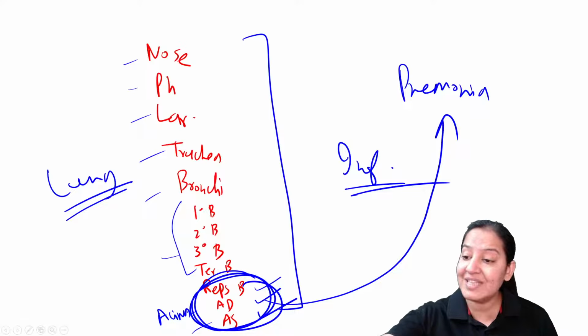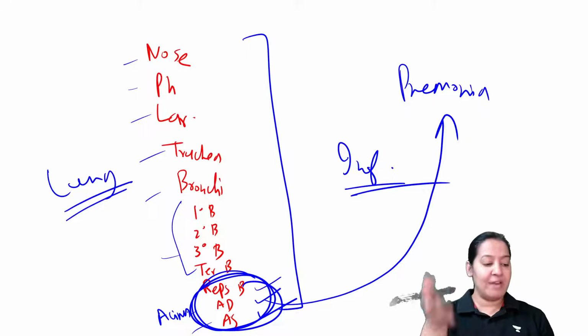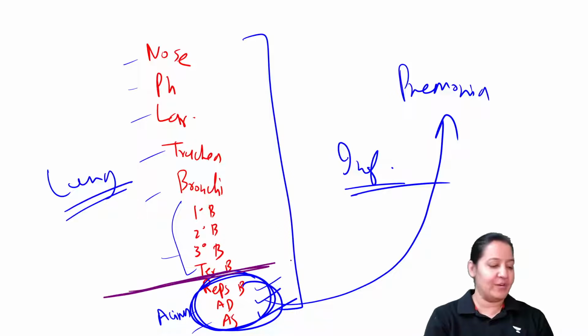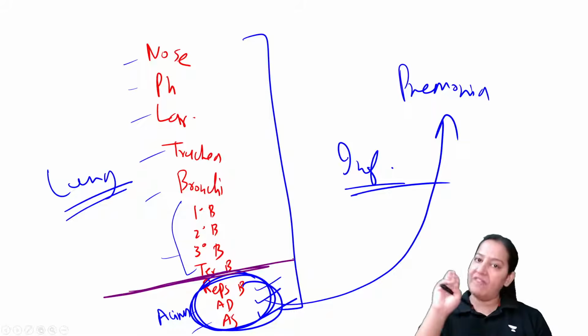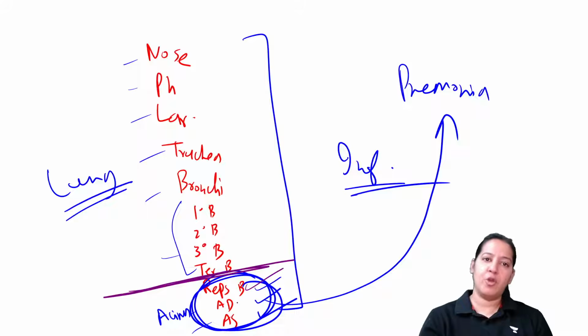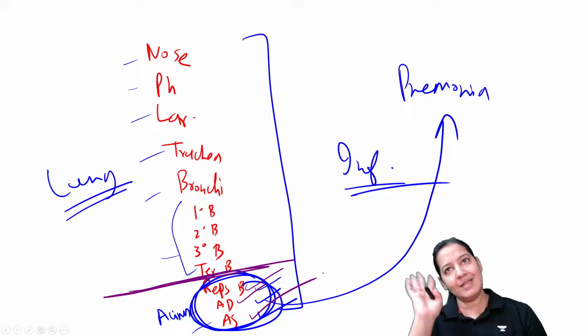So how will you say the definition? Not, ma'am, it is inflammation of the lung. Very good, Gayatri. It is beyond terminal bronchiole. So beyond terminal bronchiole, we have three things: respiratory bronchiole, alveolar duct and alveolar sac. It is the inflammation of that.